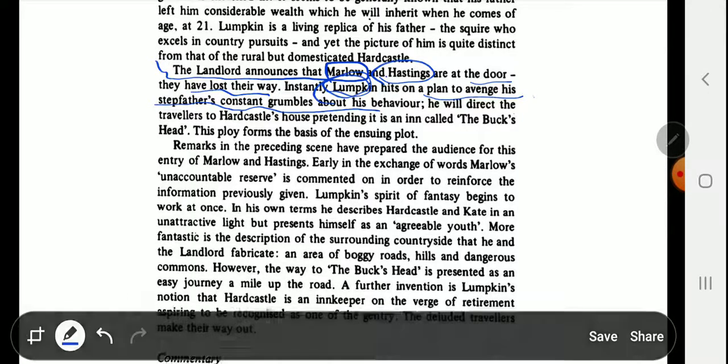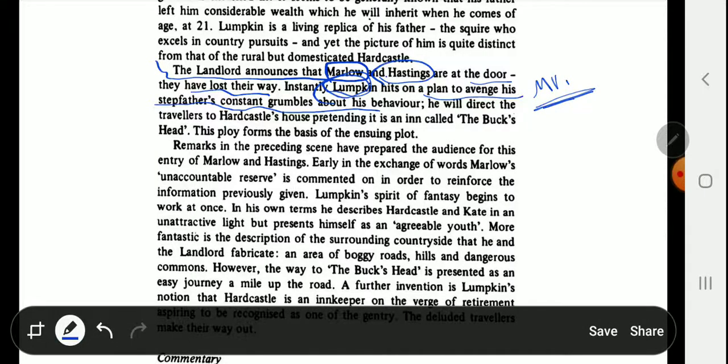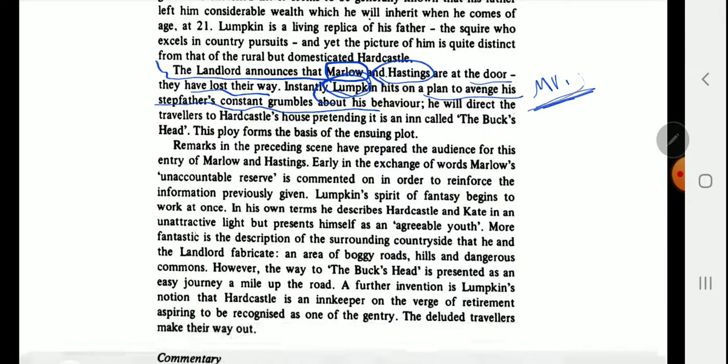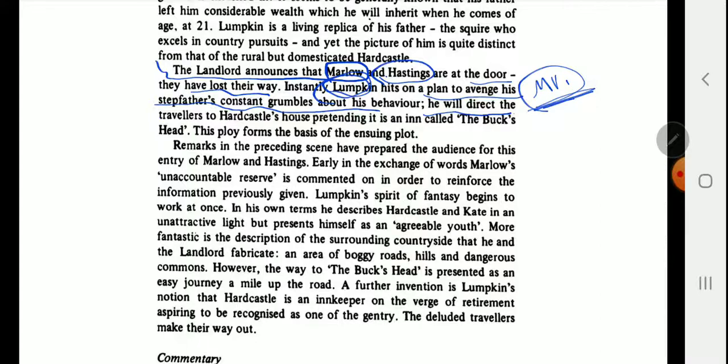His father's, what he means, Mr. Hardcastle, because he wanted to avenge himself, because Mr. Hardcastle really doesn't like Tony's behavior. So for this reason, Lumpkin is trying to do something that might hurt Mr. Hardcastle, a prank, another prank. Then he said he will direct the travelers to Hardcastle's house, pretending it is an inn called the Buck's Head.